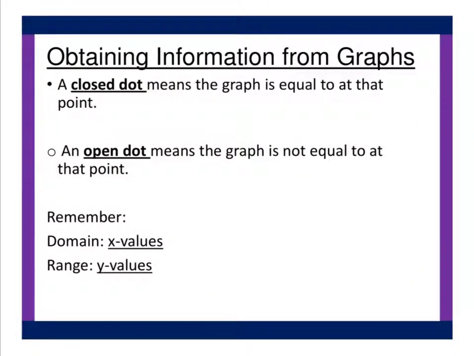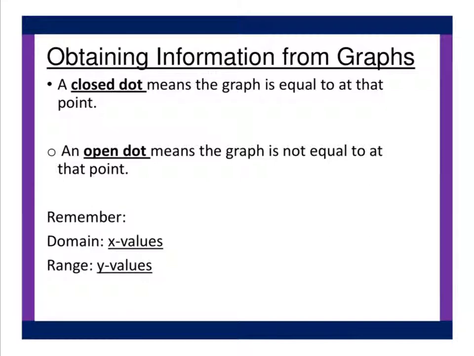Now, to get some information from graphs, we're going to look at domain and range for graphs. If we see a closed dot, which looks just like this bullet point, it means the graph is equal to that point. If we see an open dot, that means the graph is not equal to that point. And so we're going to be writing this in interval notation.